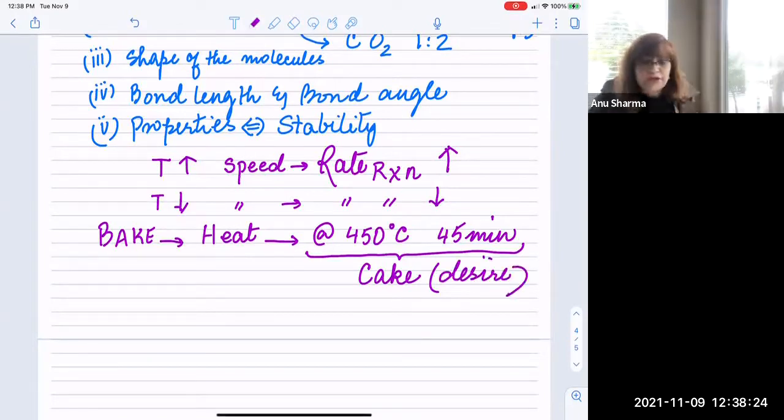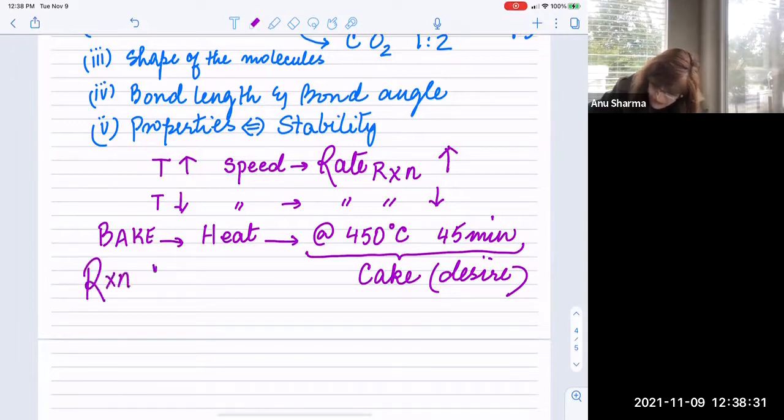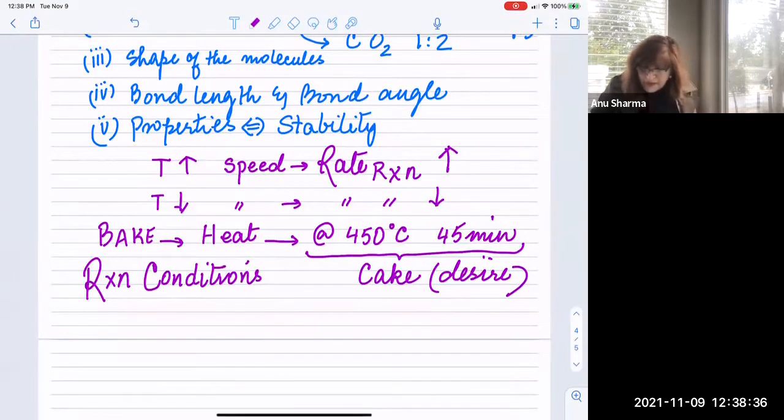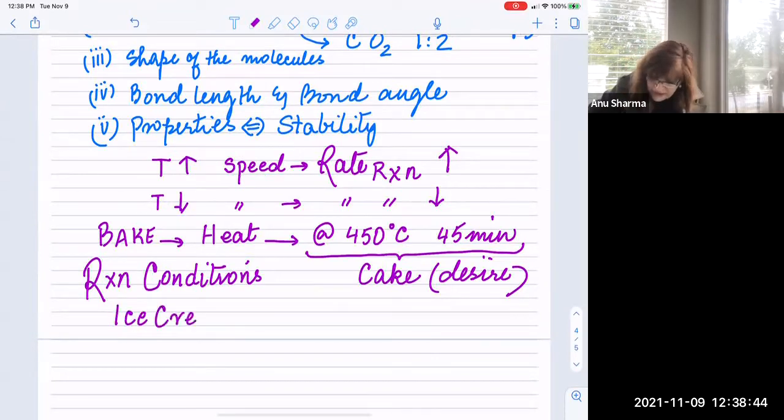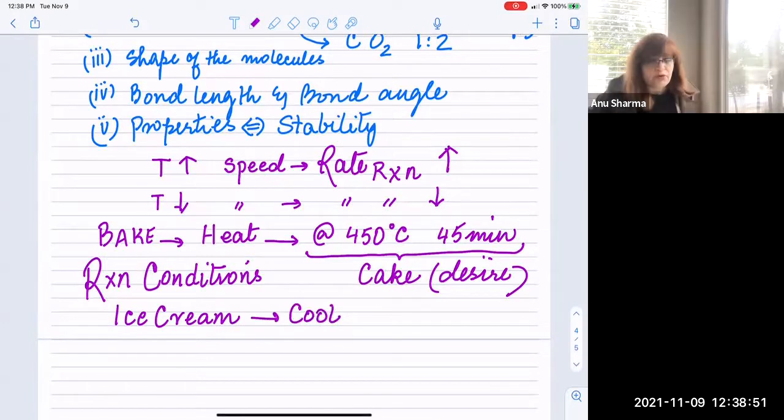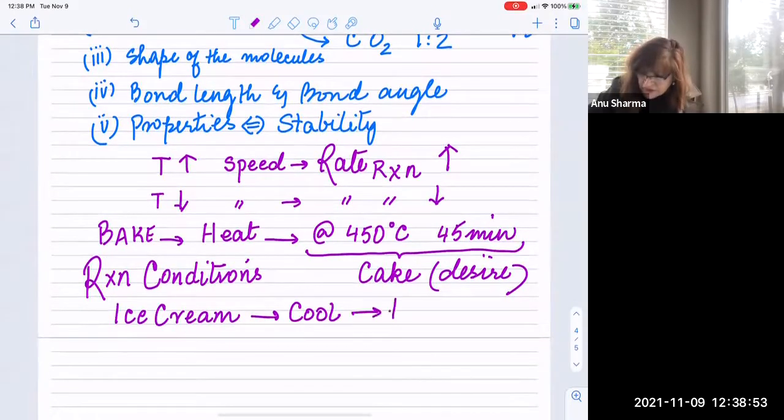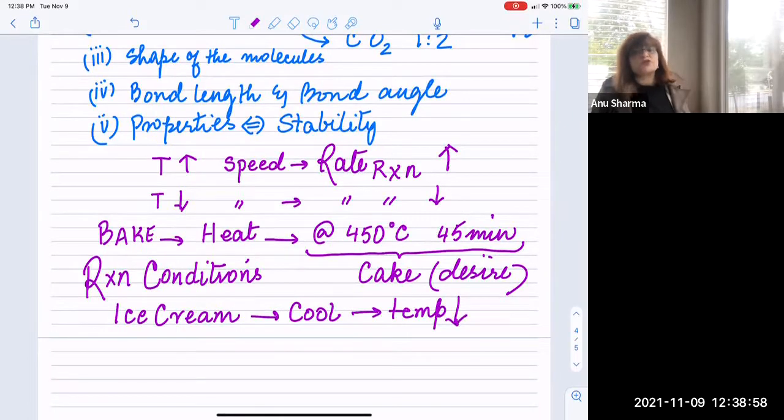You don't want a half-cooked cake. You want a cake that's exactly right, so these are the reaction conditions. The temperature affects the reaction conditions. All reactions have conditions. For example, when you're making ice cream, you have to cool it. That is again done at a certain lower temperature. The temperature has to go down. Only then is that reaction going to occur.